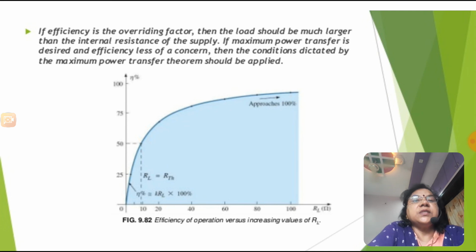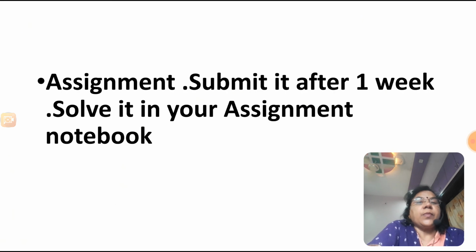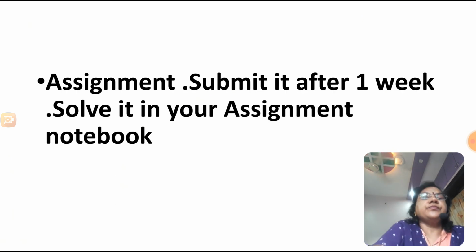If efficiency is the overriding factor, then the load should be much larger than the internal resistance of the supply. If maximum power transfer is desired and efficiency is less of a concern, then the condition dictated by the maximum power transfer theorem should be applied. So this is a graph of efficiency of operation versus increasing value of RL. What happens if I increase the value of RL? Did you all understand?